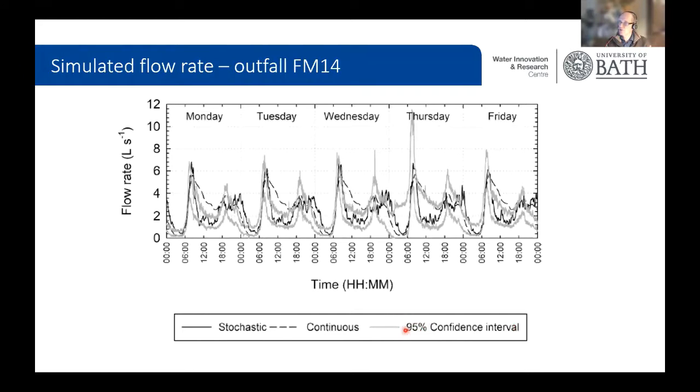95% of the observations of that flow meter fall within these two lines. And what you see here is that our predictions are right in the middle, spot on between these two gray lines. There are, of course, a few differences here. For instance, our model predicts that there is a higher water demand later in the evening, but roughly seen, our model predicts the water use or the discharges in this area quite well.